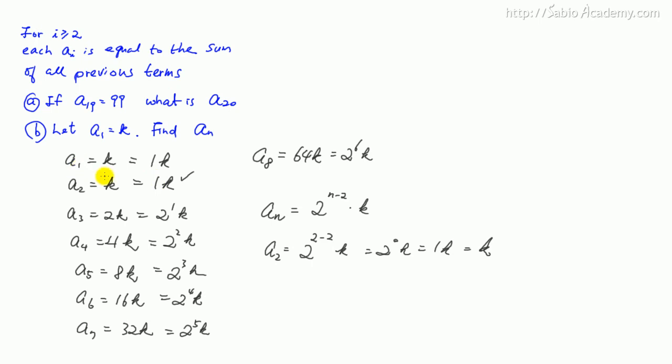What about here? If I plug in 1, what's going to happen? a sub 1 equals 2 to the 1 minus 2. Doesn't look right. 2 to the negative 1 k. That is k over 2. Oh, it fails. It was working out so well. How can it fail near the edge?